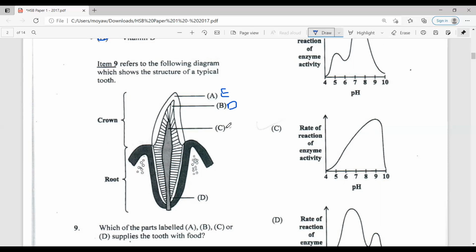Then C right here is the pulp cavity. So I'm gonna put PC, pulp cavity, and it consists of living cells. It also has some of our nerves. And then D right here would be the cement.